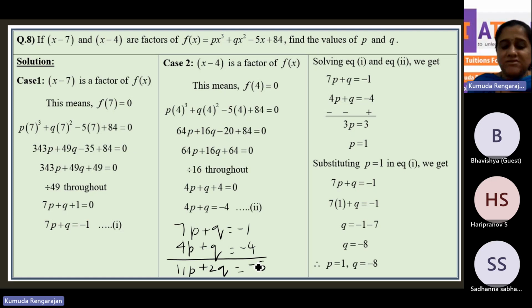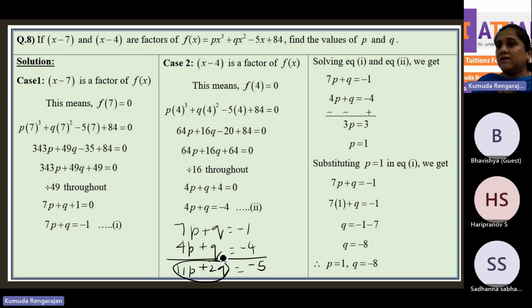7p plus 4p is 11p. 1q plus 1q is 2q. Minus 1 minus 4 is minus 5. Now this is of no help to us because we have both the variables p and q again. We cannot find the value of p or q. So you should not add here.